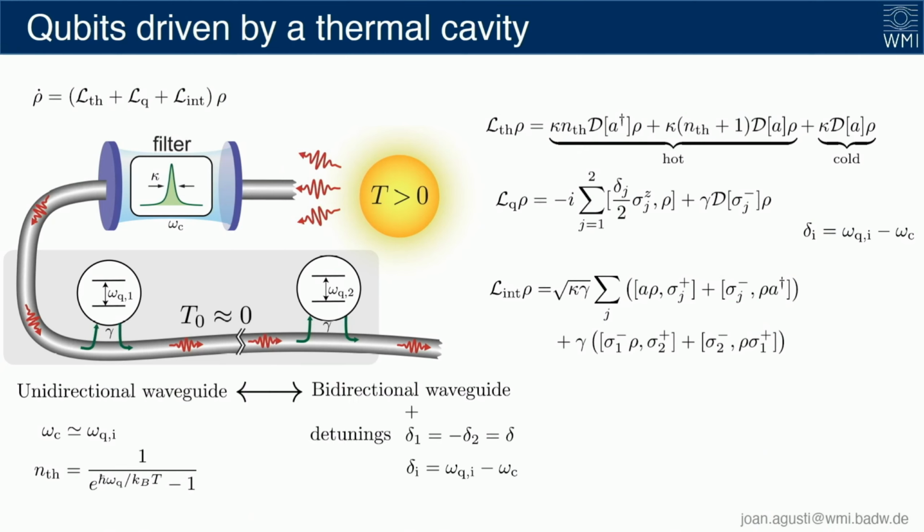This small caveat is actually not really necessary. I can really consider a more experimentally friendly setup where I have a bidirectional waveguide, if I impose some opposite but equal detuning on the qubits, but in terms of mathematics, it's actually a bit easier to consider this unidirectional setup. So this is what I will stick to.